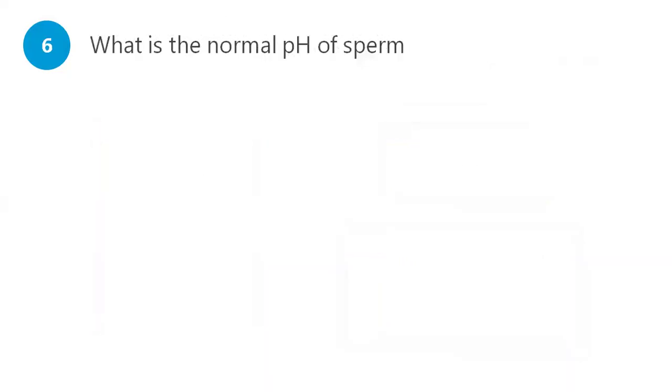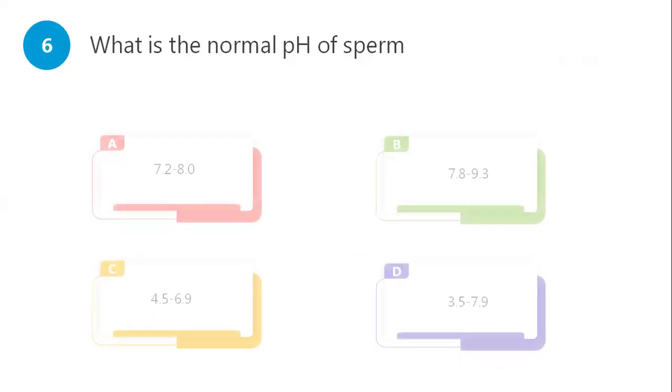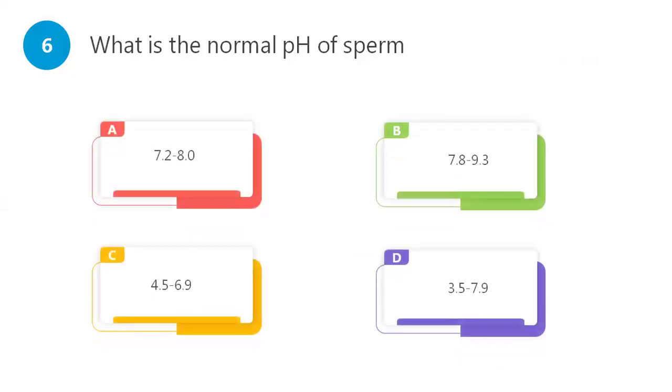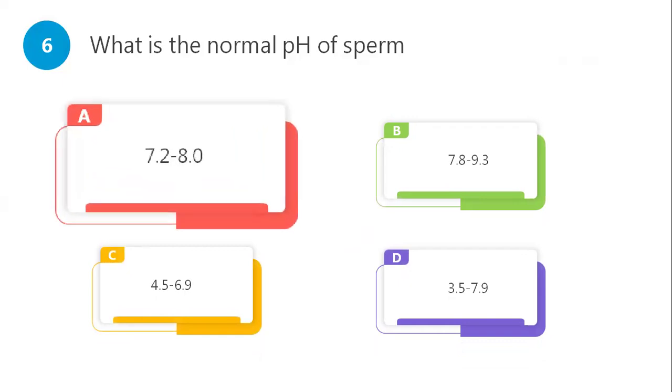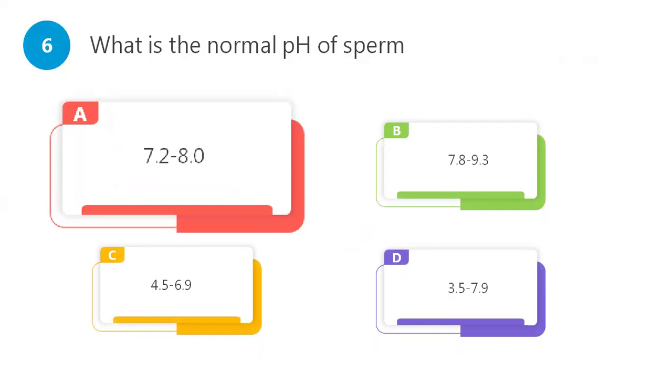Next question, what is the normal pH of sperm? Option A, 7.2 to 8.0. Option B, 7.8 to 9.3. Option C, 4.5 to 6.9. Option D, 3.5 to 7.9. Here the right answer is option A. The normal pH of sperm is alkaline in nature, that is 7.2 to 8.0.